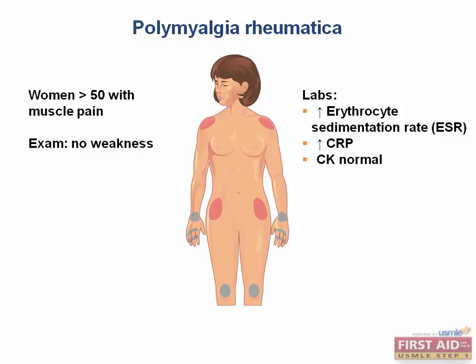CK values are normal, indicating that there is no breakdown of the muscle itself, as will happen in diseases like polymyositis and dermatomyositis, which we'll discuss in a few minutes. How would you treat both PMR and temporal arteritis? As with most autoimmune diseases, use steroids, namely prednisone, which can change the patient's clinical appearance from phenomenal pain to virtually asymptomatic within a couple of days.